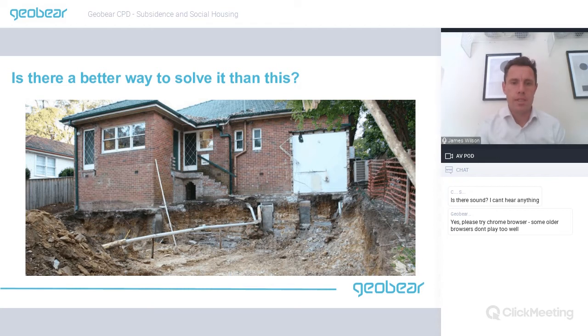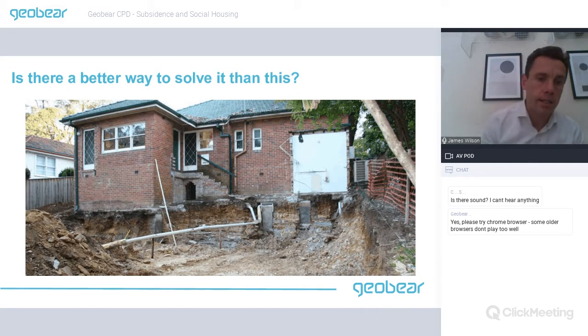Is there a better way? I mean, this is quite a dramatic photo. So is there a better way to solve it? The standard approach is underpinning, which is where you remove the soil that's weak or damaged or shrinking underneath the foundations. And you either underpin it, where you replace that soil with concrete to a greater depth, or you pile it. But either of those two options is incredibly disruptive.